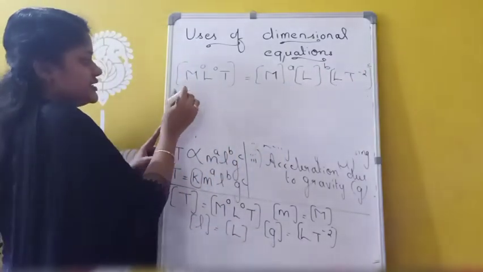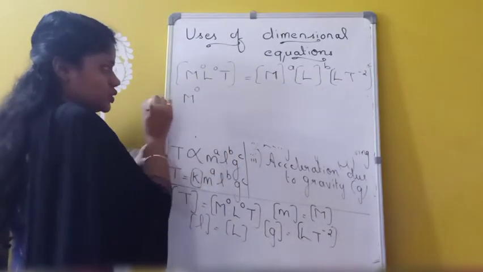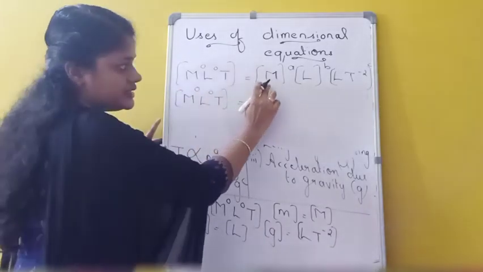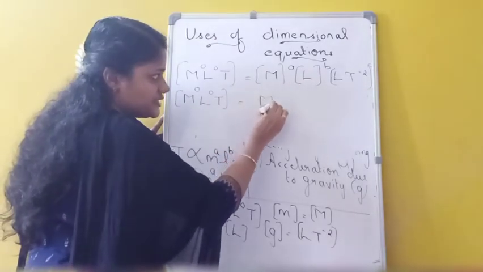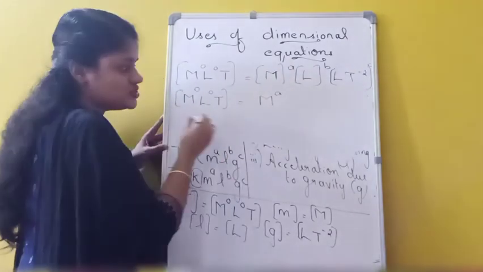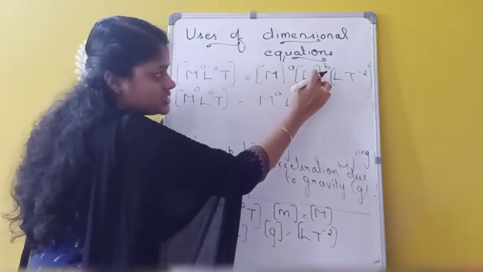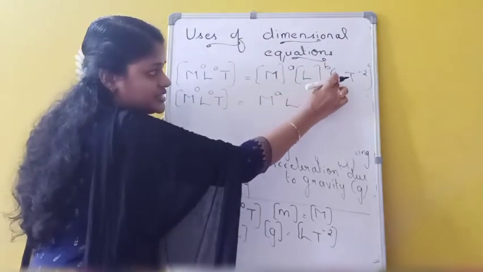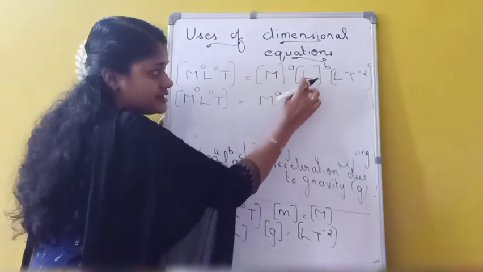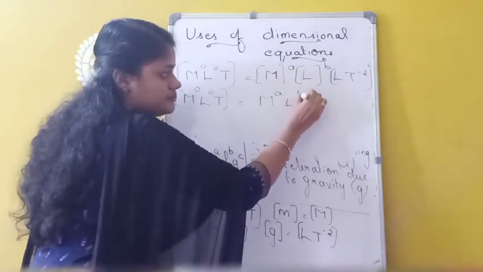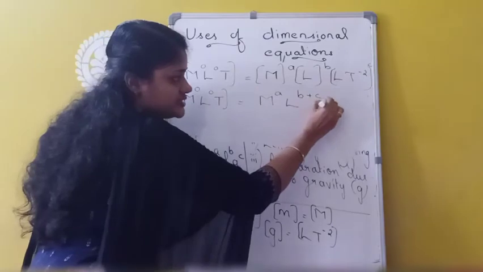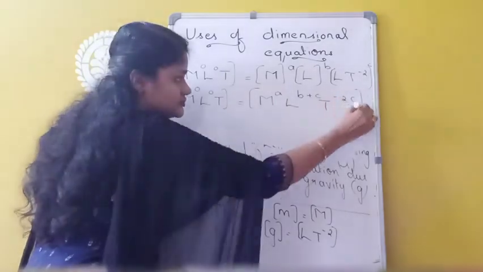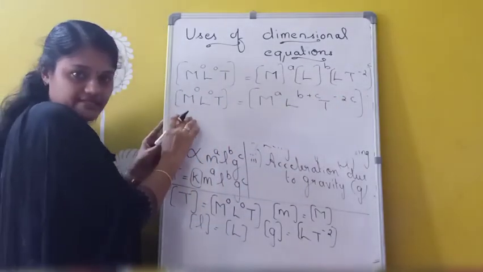Now here on the left hand side we have M power 0, L power 0, T raised to 1. But on the right hand side M only is there, so we can write M raised to a. Then next comes L. L raised to 1, b is here, and here also L raised to c is there. That means a raised to m into a raised to n is a raised to m plus n. That means L raised to b plus c. Then again T raised to minus 2 into c is minus 2c. So we got the dimension of LHS and RHS.